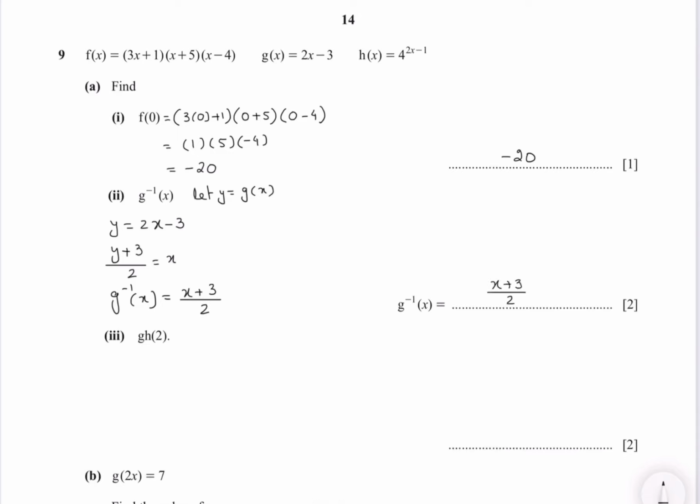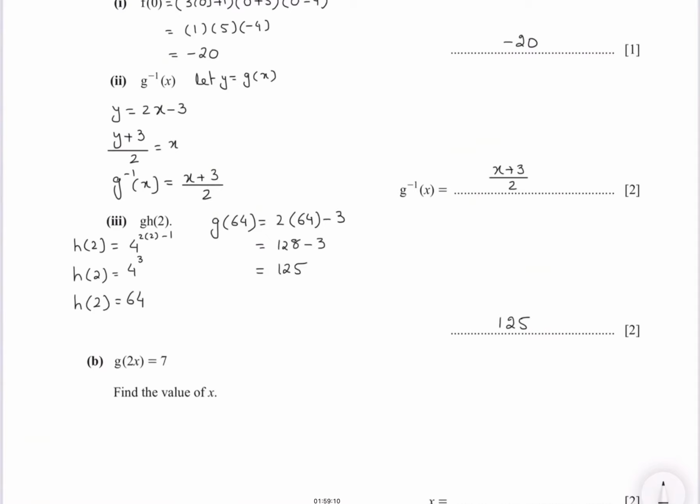G of h of 2. So you have to find out h of 2 first. So your h of 2 is 4 to the power 2 into 2 minus 1. You place 2 in x. Now simplify it. So you got 4 to the power 3. H of 2 is equal to 4 cubed, which is 64. So now g of h of 2 means g of 64. So you place 64 in x in the function of g. So this is your g of h of 2, 125.